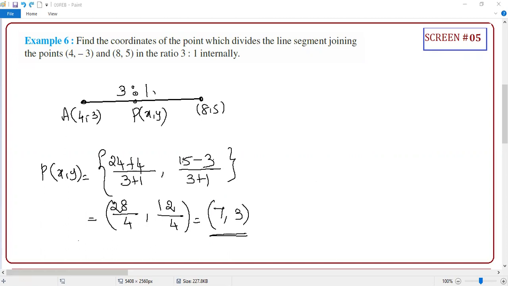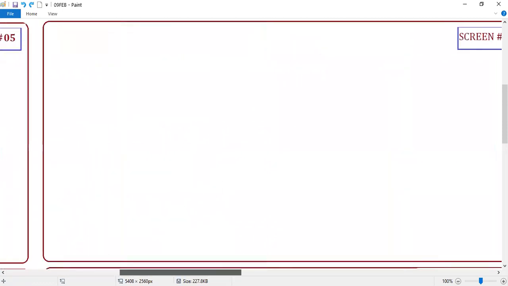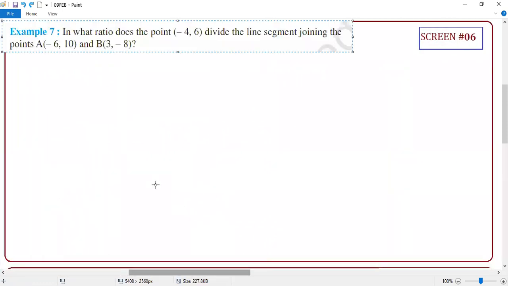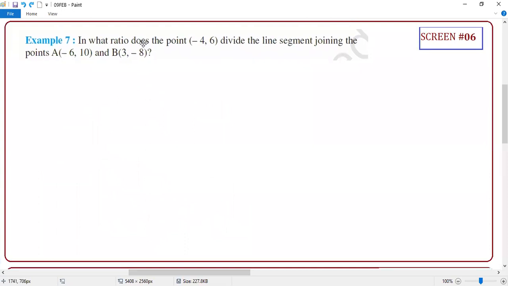Everyone, do you know how to find a point which divides a line segment in a given ratio? Guys, any doubt? Ask me. Priyanka, you tell me, is it clear or not? Yes, sir. Sure? No doubt? No doubt, sir. Good.